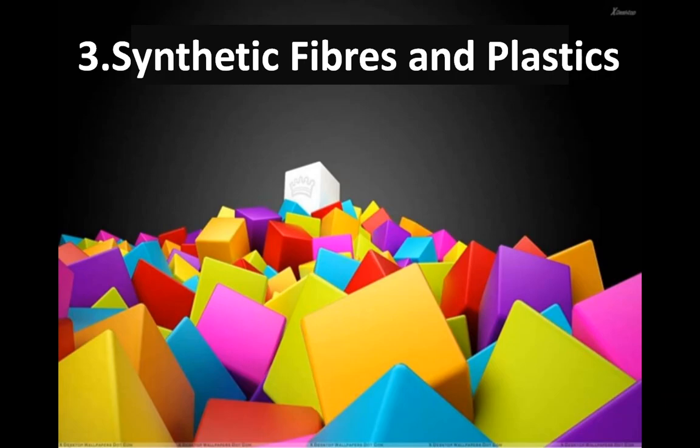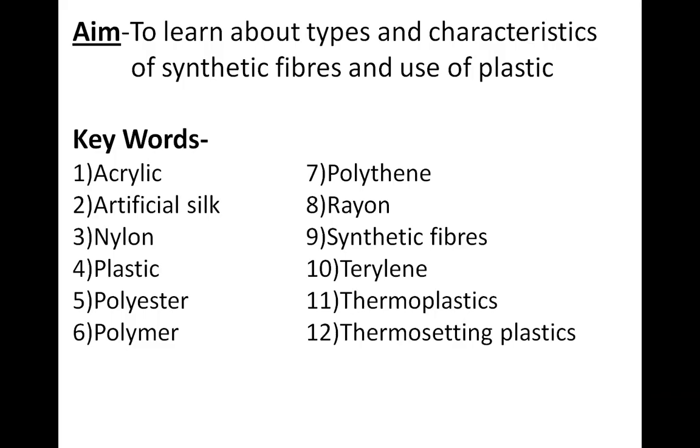Before we start our lesson, just open your notebook and be ready to write the aim and the keywords of this lesson. Write down the aim of the lesson. The aim is to learn about types and characteristics of synthetic fibers and use of plastic. In this lesson we are going to learn some types of synthetic fibers, then the characteristics of synthetic fibers, and then we are going to learn about plastic. So this is the aim.